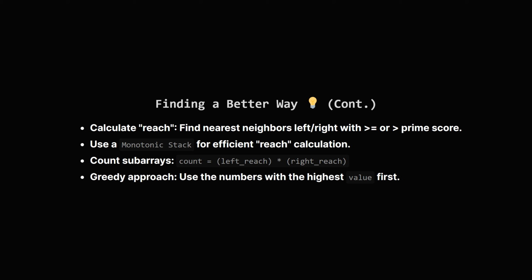After we calculate this count for every number, we have pairs of value, count. To maximize the score, we should greedily use the numbers with the highest value first, applying the operation as many times as its calculated count allows until we've done k operations.